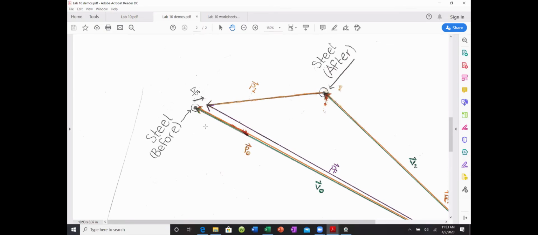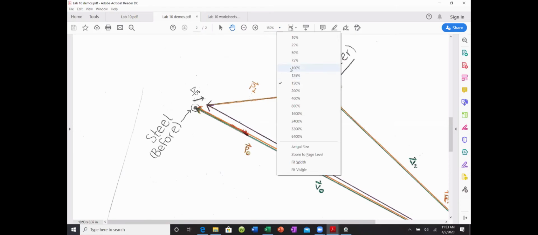I want to emphasize one thing at least one or two times. Delta P is not the length of orange minus the length of purple. Delta P is however long this difference vector is from the arrowhead of orange to the arrowhead of purple. We've talked about this before. When you're adding vectors, you don't just add the lengths. It depends on the directions. When you're subtracting vectors, you don't just subtract the lengths. It depends on directions.